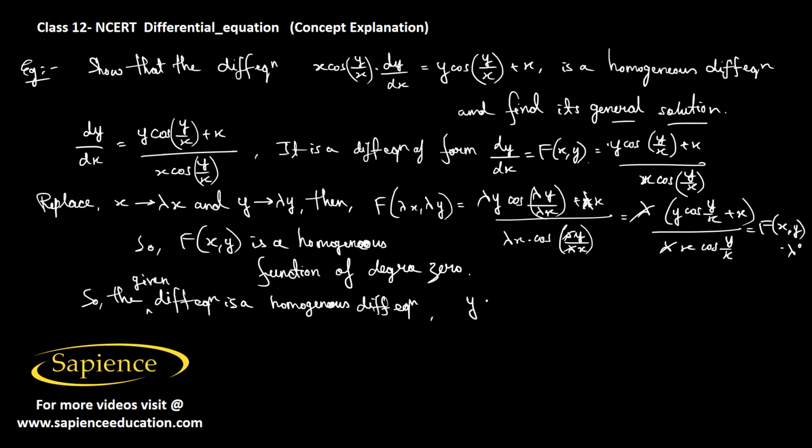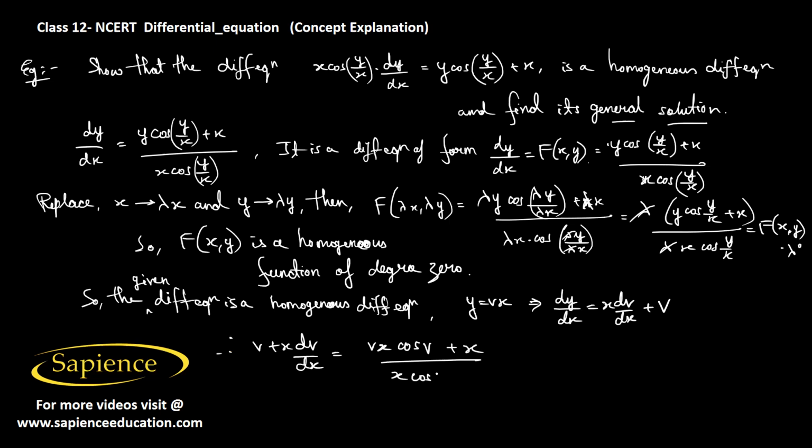So here we can put y equals v of x, v into x. Then dy by dx will be equal to v plus x dv by dx. Now therefore v plus x dv by dx is equal to, so y we can write as vx, so this will be vx into cos, and y by x will obviously be v, so cos v plus x divided by x cos v. From here also we can take x as common, and this becomes x times v cos v plus 1 by x cos v, that is, v plus 1 by cos v.